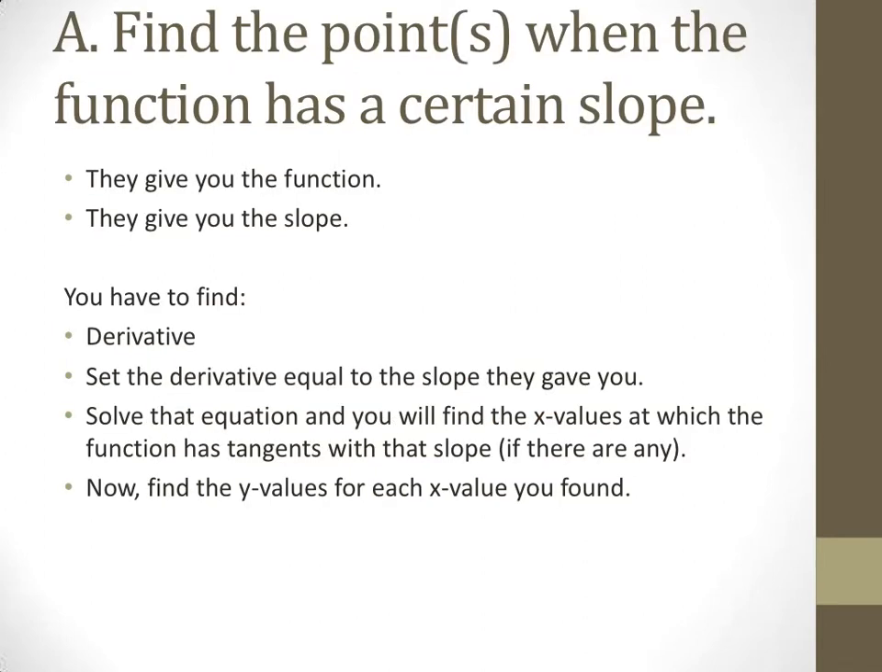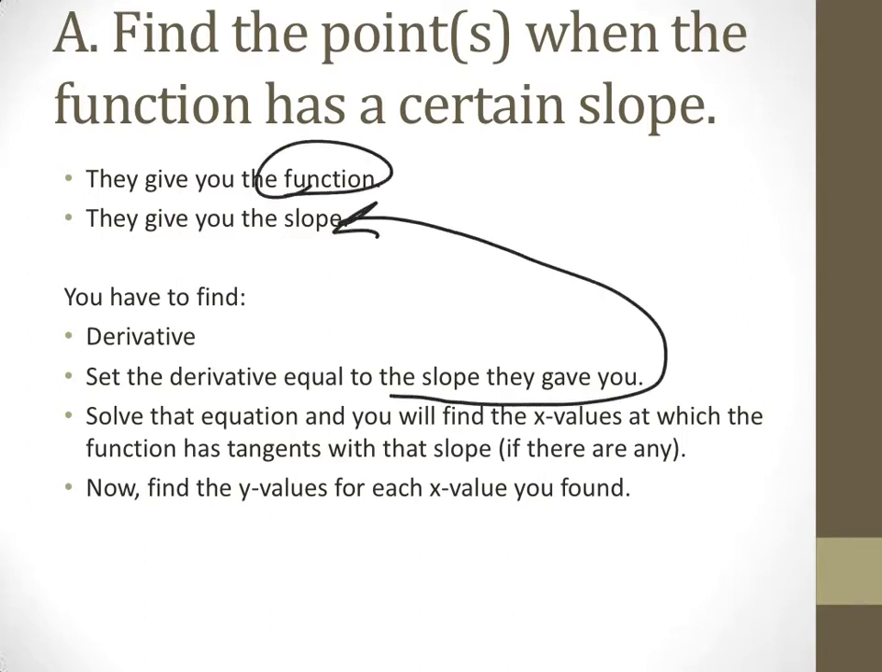First one, we want to have the points at which a function has a certain slope. When you look at this, they have to give you the function, and they have to give you the slope. Once you have those two, you're trying to look for the points at which the function has a certain slope. That means when the derivative is a certain slope. So you have to find the derivative, and then you're going to set it equal to that slope that they gave you.